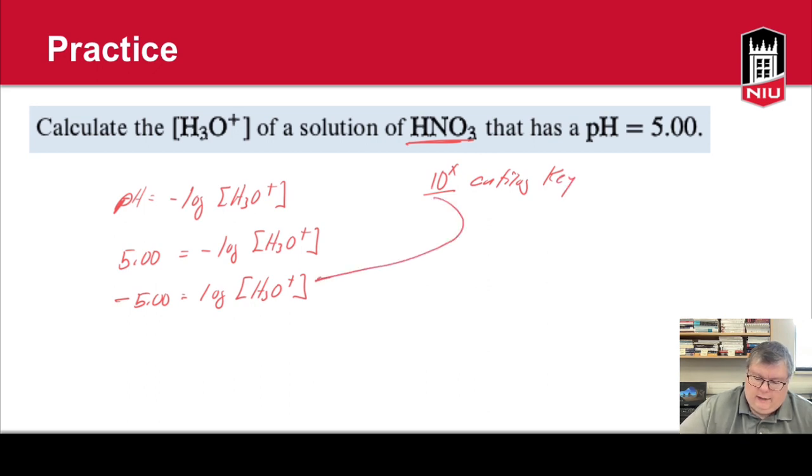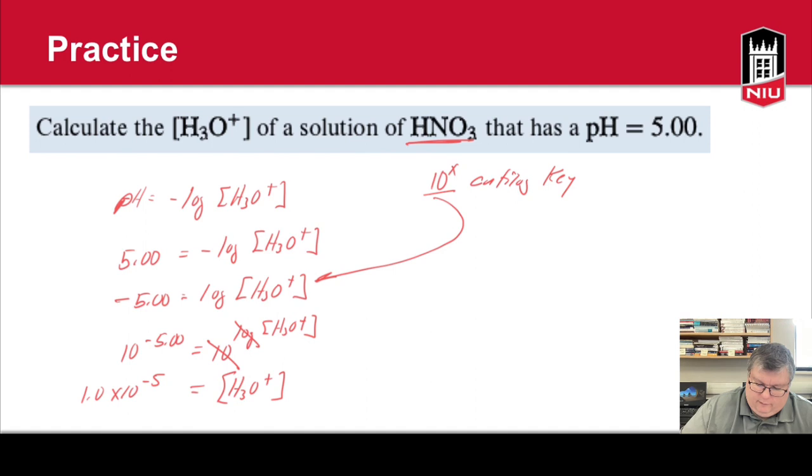I'm going to apply the anti-log to this. So I get 10 to the minus 5.00 equals 10 to the log of H3O plus. The log and the 10 cancel, and that gives me H3O plus concentration equals 1.0 times 10 to the minus 5 molar. And that's our answer, 1.0 times 10 to the minus 5.